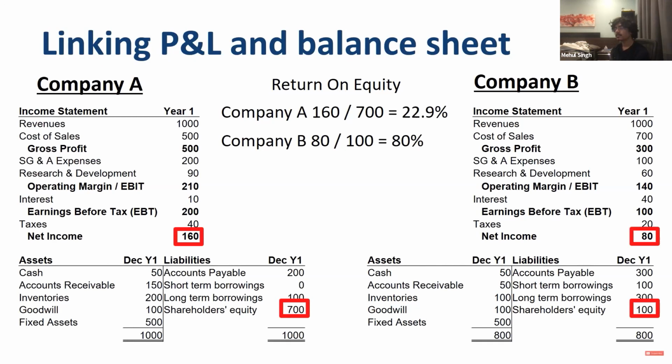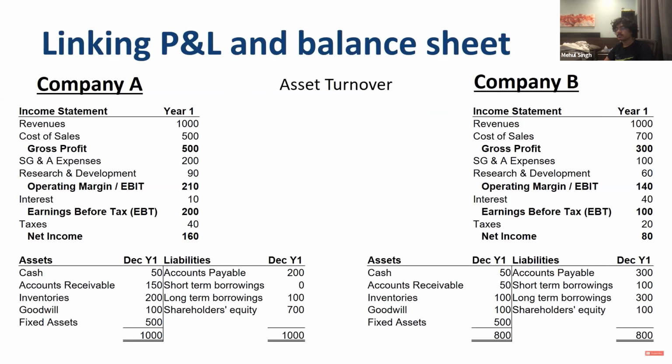While Company A has higher profit margins, as we saw in the income statement analysis, Company B has a much higher financial leverage, as we saw in the balance sheet analysis. There is a third component to the return on equity calculation, the financial ratio called asset turnover.